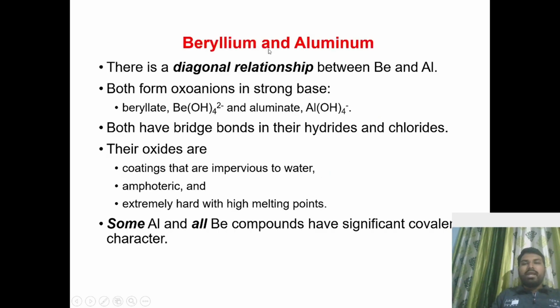Now beryllium and aluminium. This is a diagonal relationship between beryllium and aluminium. Both form oxyanions in strong base: beryllate, Be(OH)4 2-, and aluminate, Al(OH)4-. Both have bridge bonds in their hydrides and chlorides. Their oxides are coatings that are impervious to water, amphoteric, and extremely hard with high melting points. Some aluminum and all beryllium compounds have significant covalent character.